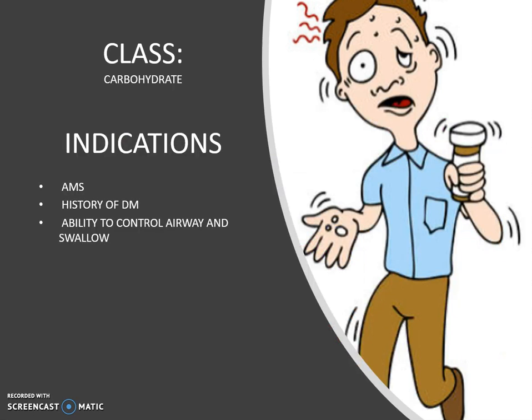So the class for oral glucose, it is a carbohydrate. Your indications for this would be altered mental status, usually a history of diabetes, and they have to have the ability to control their airway and the ability to swallow. As far as a history of diabetes goes, that's not necessarily true.